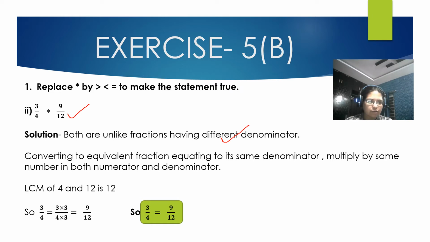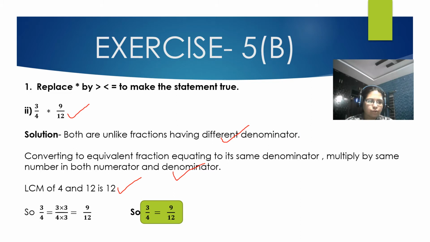Converting this unlike fraction to equivalent fractions, equating to equal denominators, multiply the same number with numerator and denominator both. When we have to convert the fraction into an equivalent fraction, equating the same denominators, we have to multiply the numerator and denominator with the same number. So first we have to find out the LCM of the denominators 4 and 12. LCM of 4 and 12 is 12.